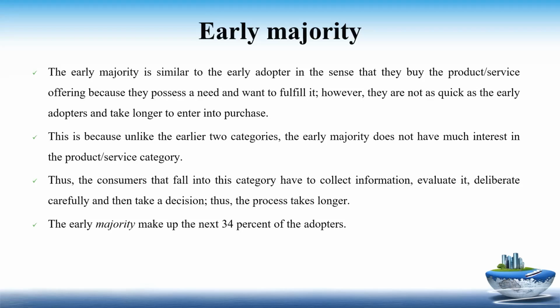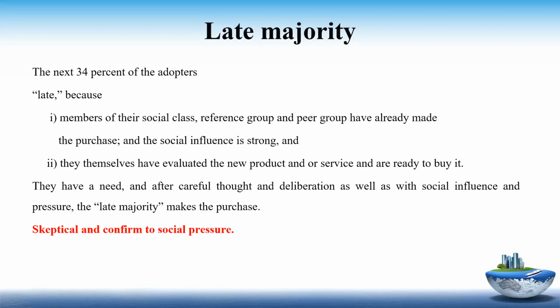They collect information from various sources. They wait for the innovators and early adopters and take their reviews, and after that they take the decision. So that's why the process becomes longer. The early majority will be 34% of the adopters. Now the late majority, like the early majority, are also 34% of the adopters.